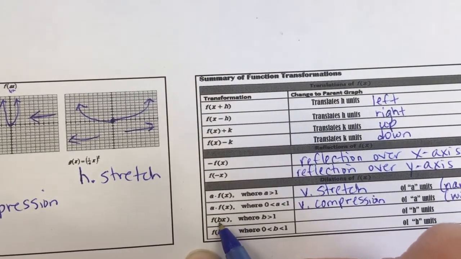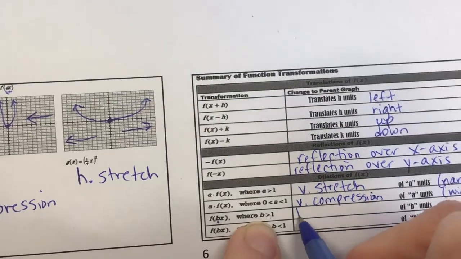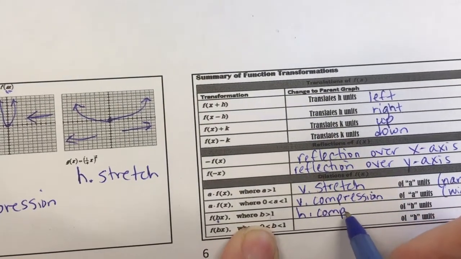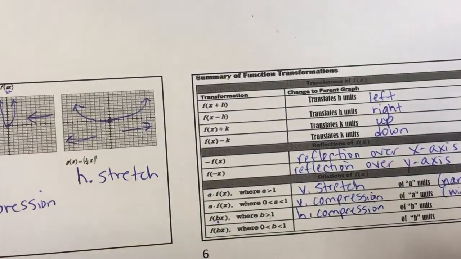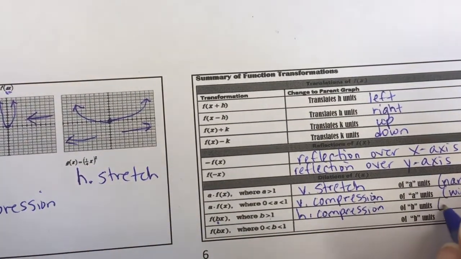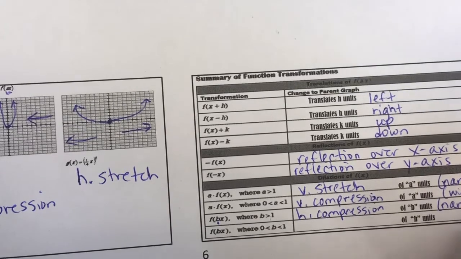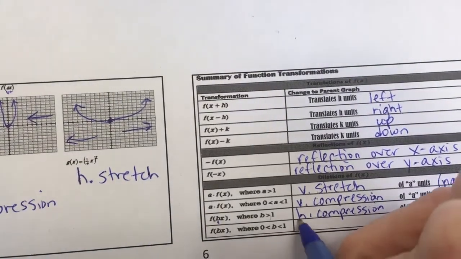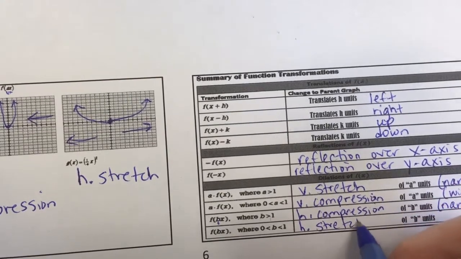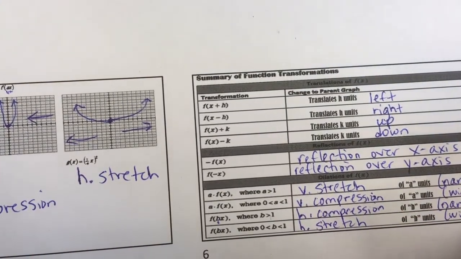If you are multiplying x on the inside, if it's greater than 1, that is a horizontal compression, and that actually makes it narrower. And if it's less than 1, that is a horizontal stretch, which actually makes it wider.